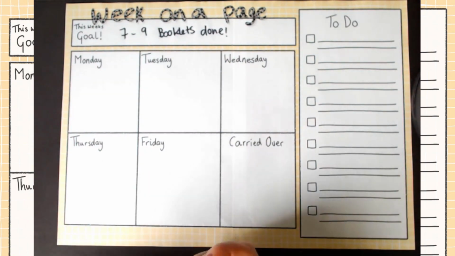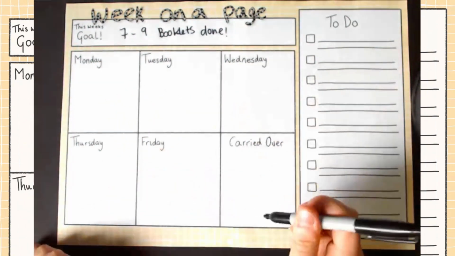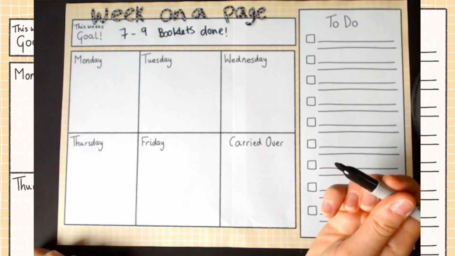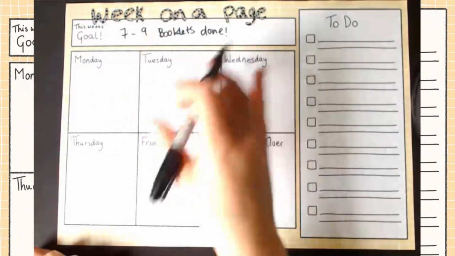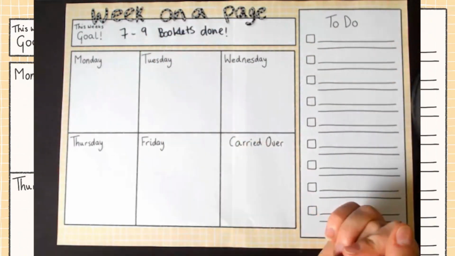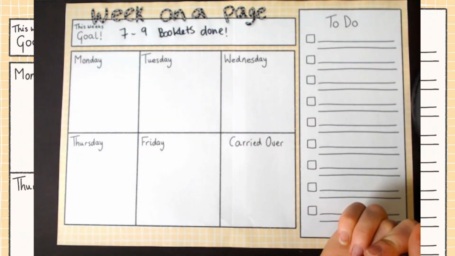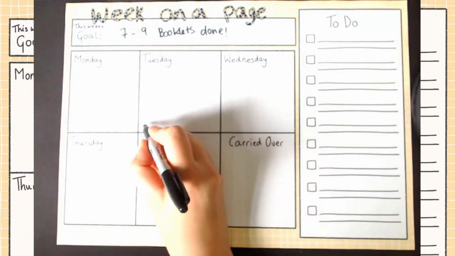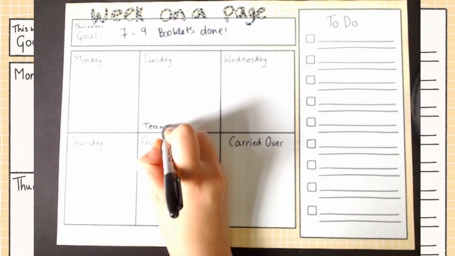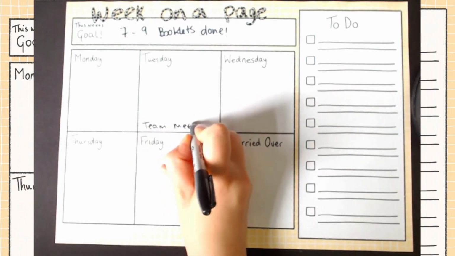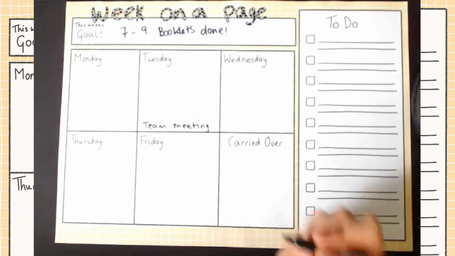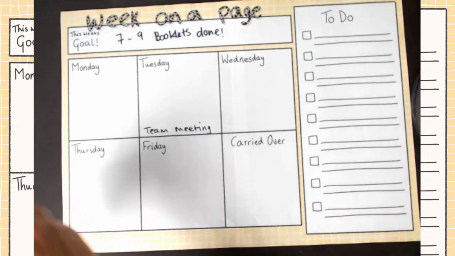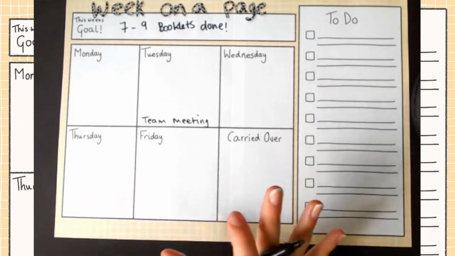Yeah. If you've got any meetings and stuff, I put meetings at the bottom and then highlight them so they don't get in the way. They don't become like the main object of that day. So let's say we have a Tuesday team meeting. I'm going to put that at the bottom there and then I'm going to highlight it. I'm going to leave it to dry for a little bit and then I'll highlight it afterwards.